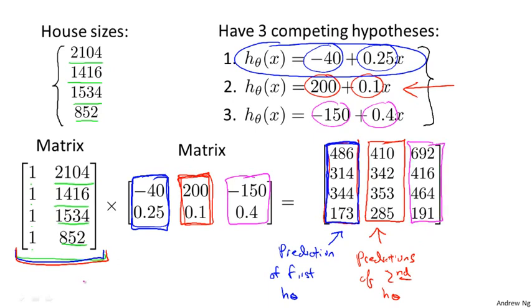And so I didn't step through all the details, but feel free to pause the video and check the math yourself and check that what I just claimed really is true. But it turns out that by constructing these two matrices, you can very quickly apply all 3 hypotheses to all 4 house sizes to get all 12 predicted prices output by your 3 hypotheses on your 4 houses. So with just one matrix multiplication step, you manage to make 12 predictions.